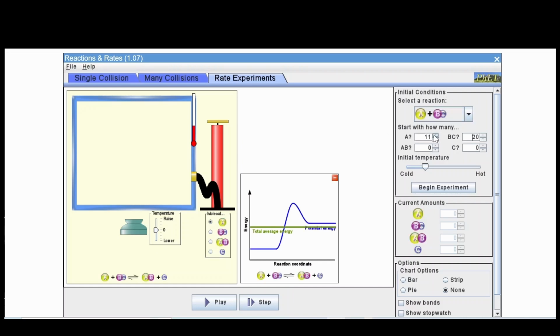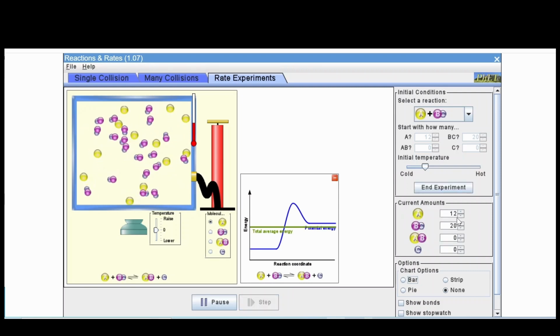Here we can select how many atoms of A we want to start with, then how many molecules of BC we want to start with. We can make any one of these become in excess, as is typical of many reactions. Then adjust the initial temperature, which affects the total average energy in the system. When I click here to begin the experiment, notice how these A and BC will be getting used up as the reaction occurs. And because this is a reversible reaction, they also will be getting formed.